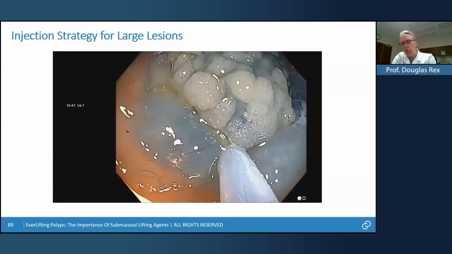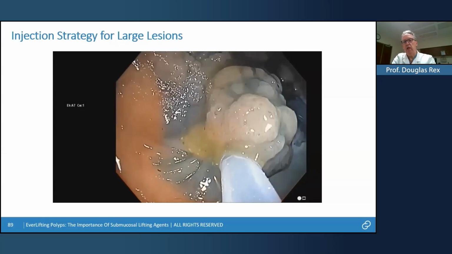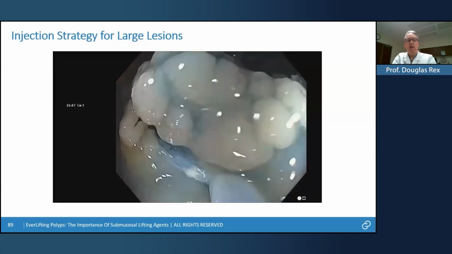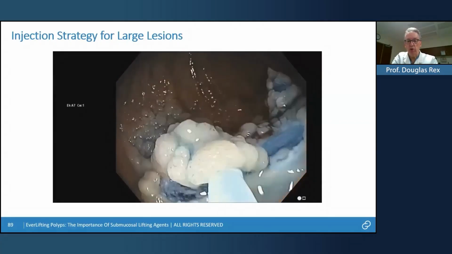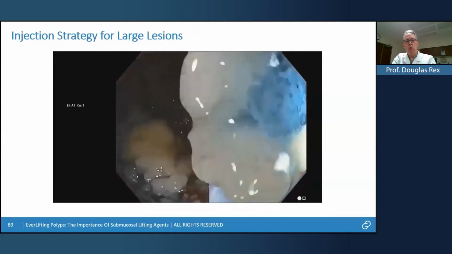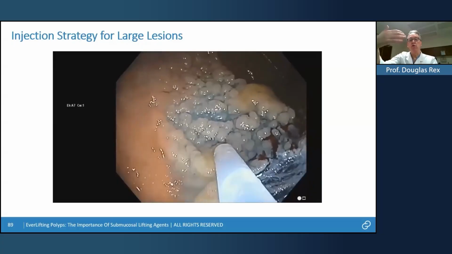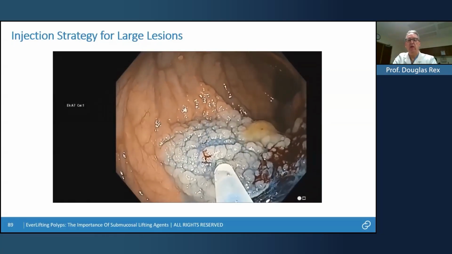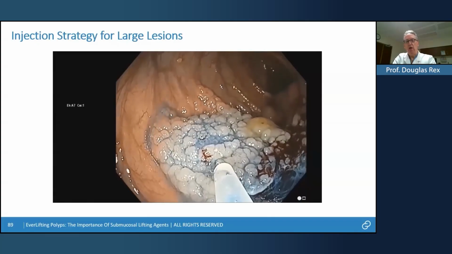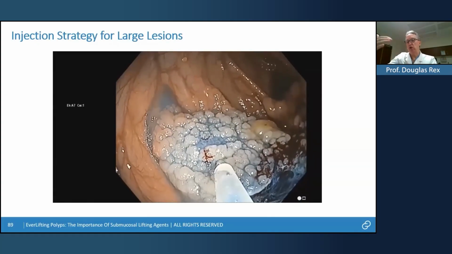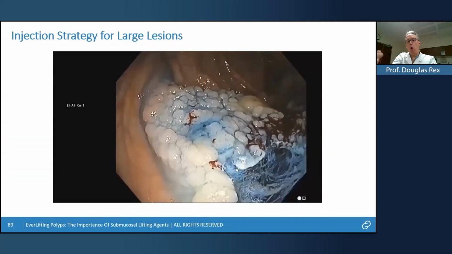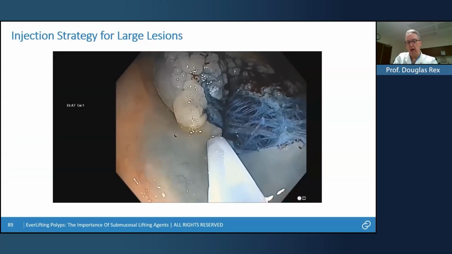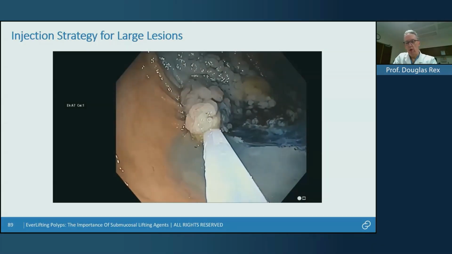To do this relatively safely, we typically use snares of about 15 to 20 millimeters in size. They tend to lift extremely well. We can start at one side and just move progressively over to the other side. But this is a somewhat different injection strategy than we would use for a lesion that's draped over a fold, or the smaller typical 2 to 3 centimeter lesion that we want to inject to perform EMR.